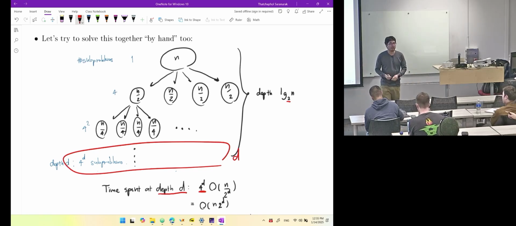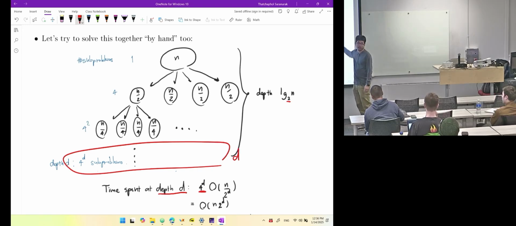What is the depth of the tree? Is that log 2 of n? Log base 2 of n. Oh, okay. Yeah. Okay.